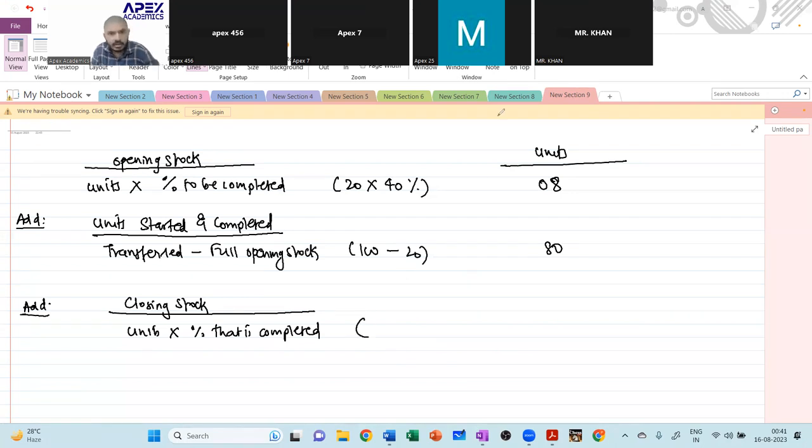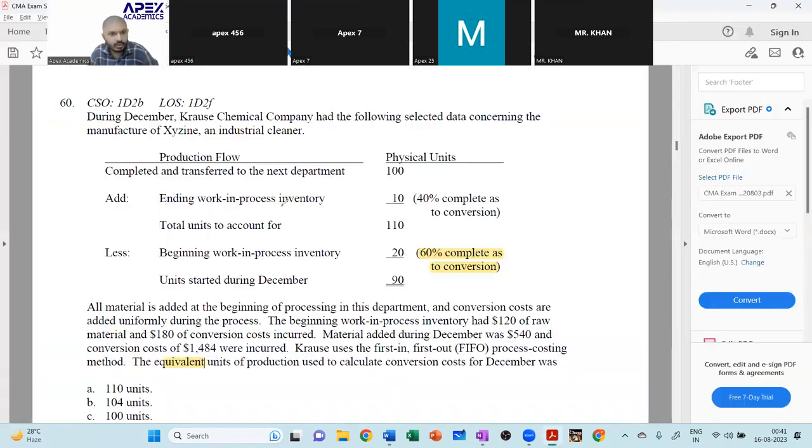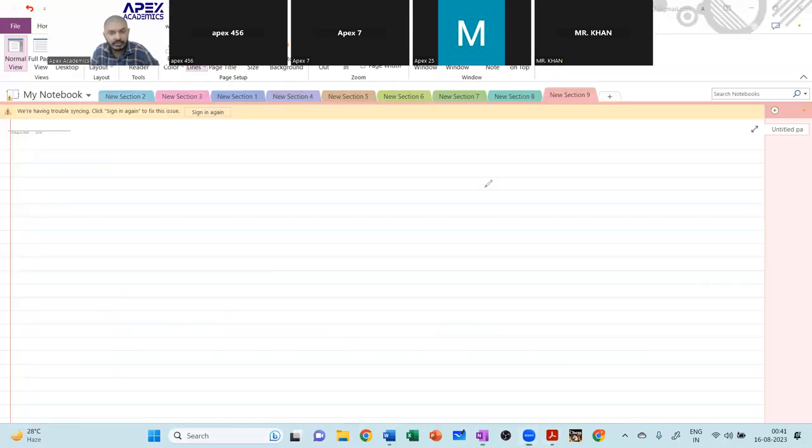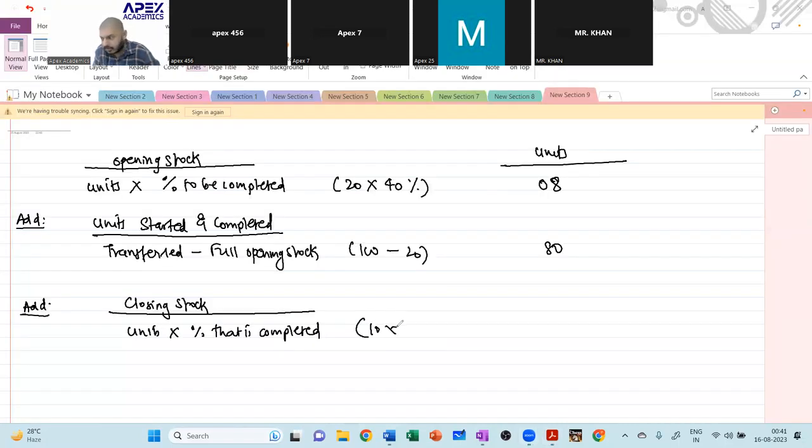Closing stock. How many is closing stock? They have told you here: 10, 40% completed. Means in this period, how much work have you done? 40%. Means 10 into 40%. What is this? Equivalent units. Are you all with me on that? Yes or no? Yes, sir.